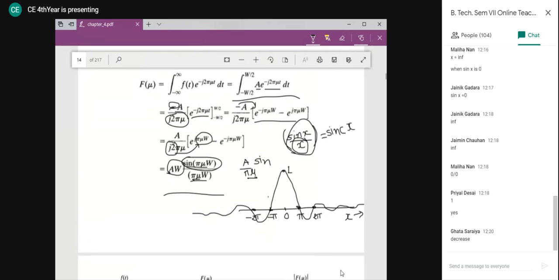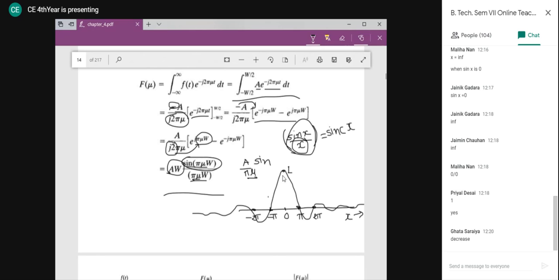So oscillations are there because of sine, decaying oscillations are there because x is in the denominator, and zeros are at k pi, but k cannot be 0. If it is 0, then the value is 1. Everything is fine here, right? This is how the shape of the sinc function looks.